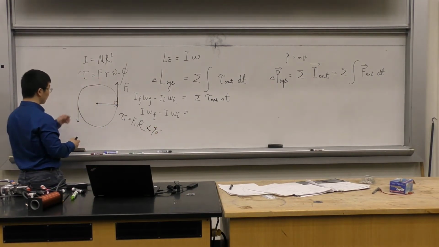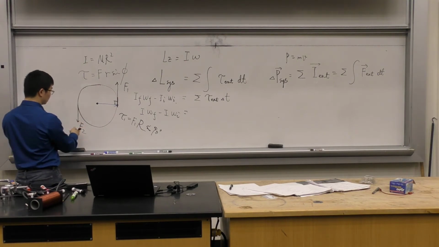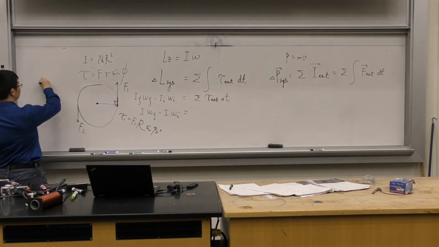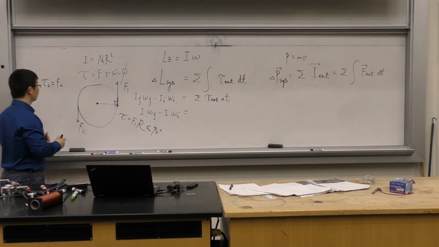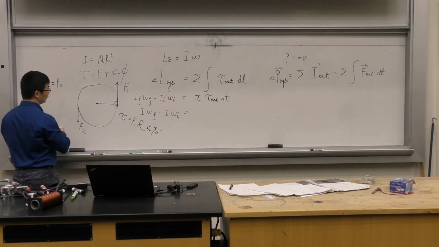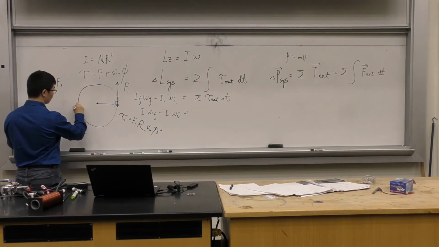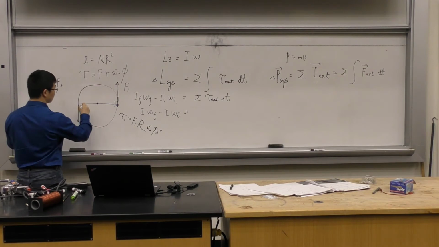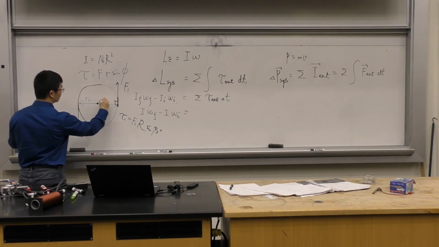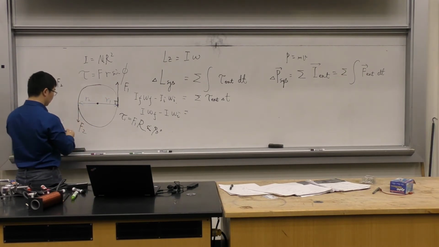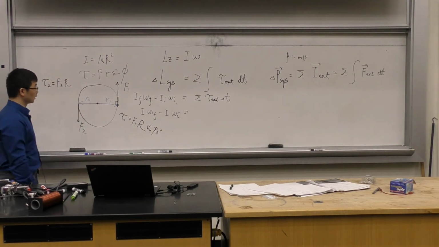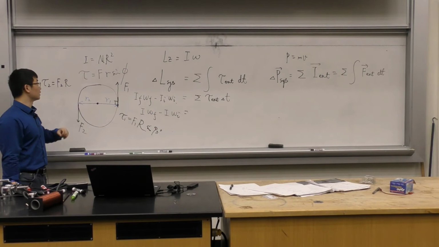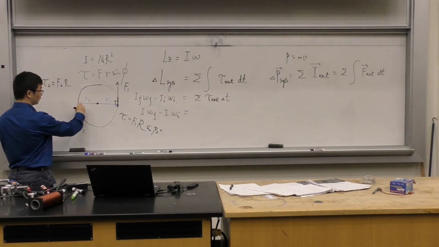And then you do the same thing for F2, okay? So for F2, torque 2 equals F2 times arm. Draw the arm from the pivot to where the force is applied. Okay, so this is R2, this is R1, okay? So this is still the radius in this problem, the radius of the space station. What is the angle? 90 degrees.